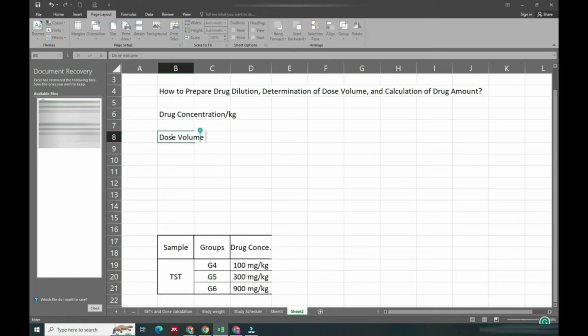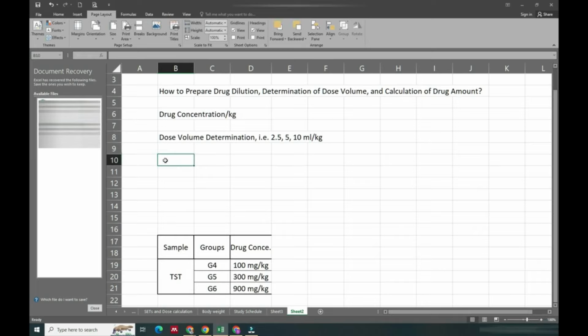What dose volume we should decide while going to give a drug to an animal. In that, if a rat is there, then we have to choose 5 ml per kg, and if a mouse is there, then we are choosing a maximum of 10 ml per kg, and 2.5 ml per kg we are choosing while we are inducing any drug. So these are the rules that we have to remember.